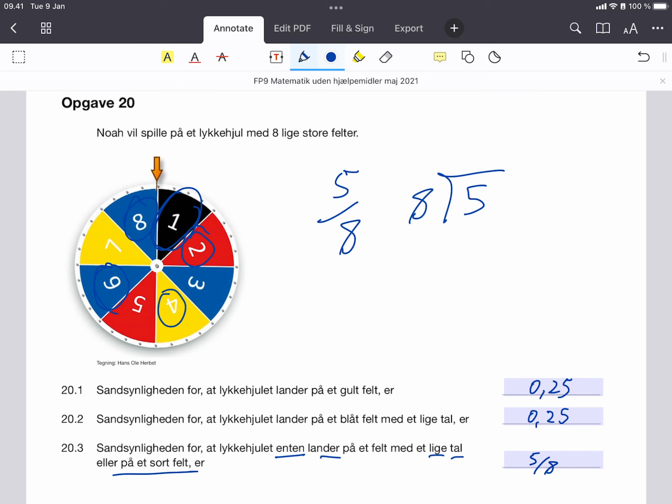5 divided by 8 happens to be, let's just do this, I should be able to do this in my head, shouldn't I? 5 divided by 4 is 1.25, and then divide that by 2 again, 0.625.